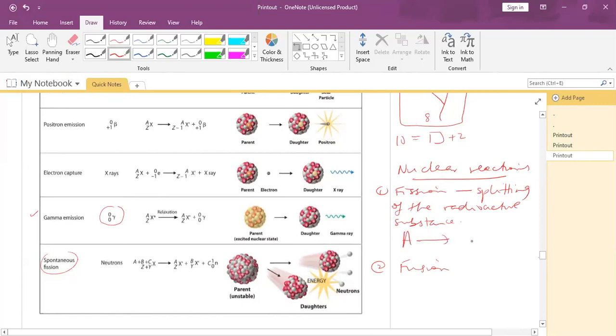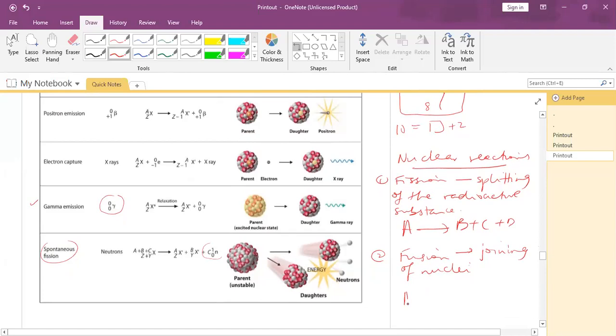So let's say I have A, then breaking down into B, C, and then a radioactive particle. Like this one is giving off neutrons. Neutrons, that's the N, zero and one here, that's neutron. So let's say it gives out some neutrons. Then you have splitting, that's nuclear fission. Now nuclear fusion, fusion means joining. The nuclei join to form a bigger one. So let's say I have A plus B giving me C. Then I have nuclear fusion, right?